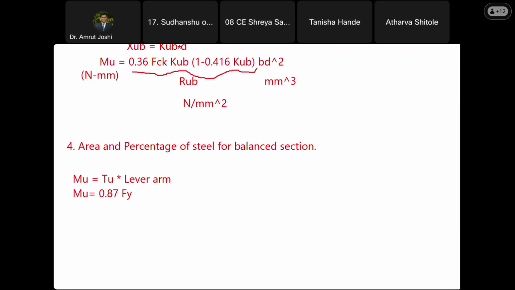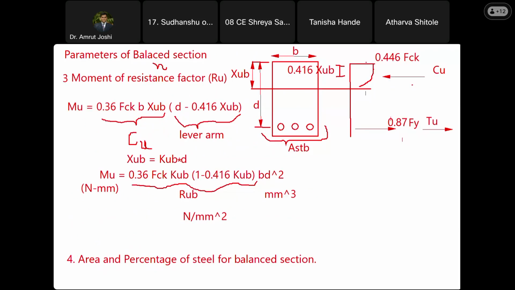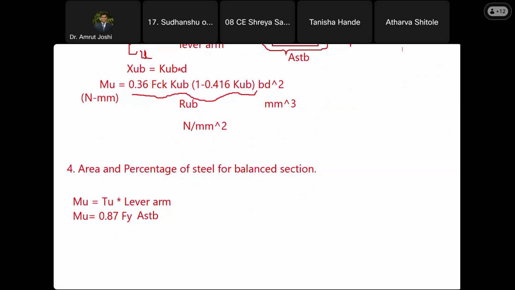Now let me write down this TU. So how do I write TU? This stress is 0.87 Fy and I have to multiply it by area of steel. But as I'm interested in finding out area of steel for balance section, I will call it as ASTB. So 0.87 Fy ASTB is nothing but TU. The lever arm won't change. The lever arm is going to remain the way it was earlier.